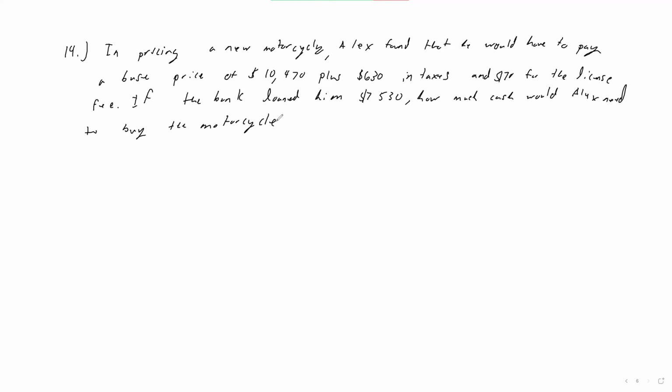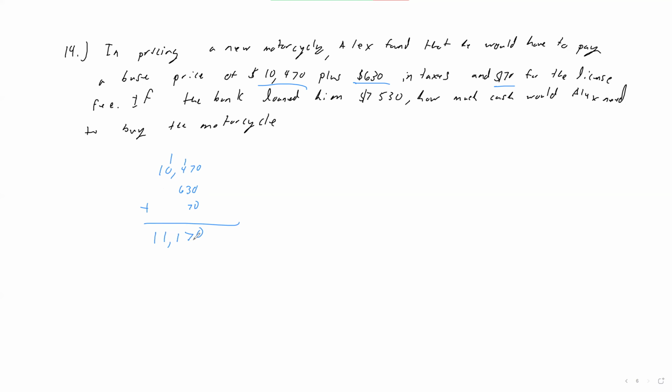So this is a combination question because what you have to do first is you're going to need to add the total of the bike, the value for the taxes, and the value for the license. So I'm going to have to take the 10,470 plus the 630 plus the 70. Add up all my zeros, it's 0. 7 plus 3 is 10. 10 plus 7 is 17. So I drop down the 7, carry over the 1. 1 plus 4 is 5. 5 plus 6 is 11. So drop the 1, carry over the 1. 1 plus 0 is 1. So there's the comma, and then just drop down the 1.